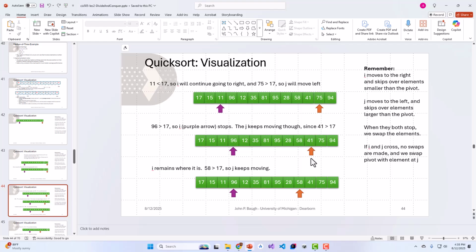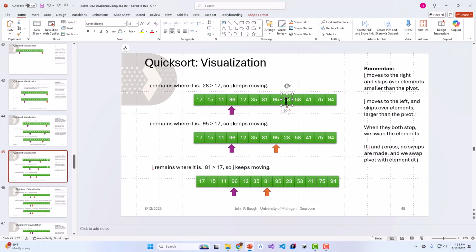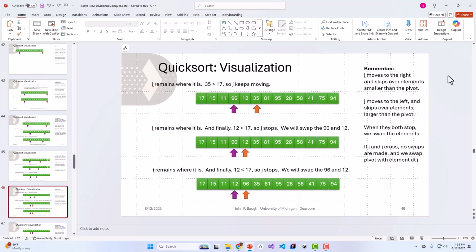The 41 is definitely larger than the pivot, so we keep going. 58 is also larger than the pivot, so we keep going. 28 is larger, 95 is definitely larger, and 81 is larger than the pivot, so we keep going. Notice that all this time I didn't change because of the I rule: it skips over the elements smaller than the pivot and then stops when it finds one that is not smaller than the pivot. It did find one, that's the 96. So it's stuck there until J crosses it or gets to something it needs to swap. Okay, so we get the 35.